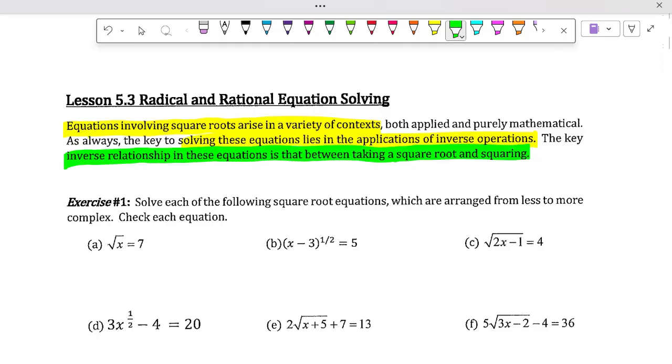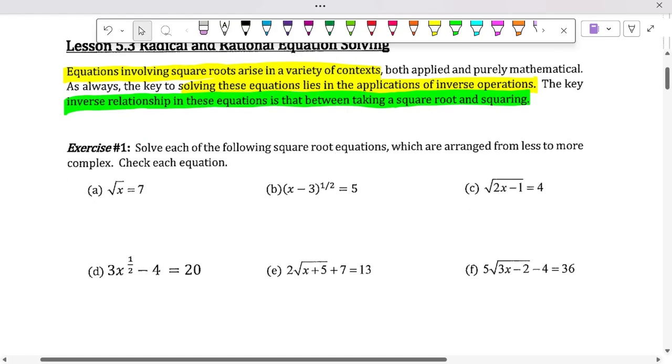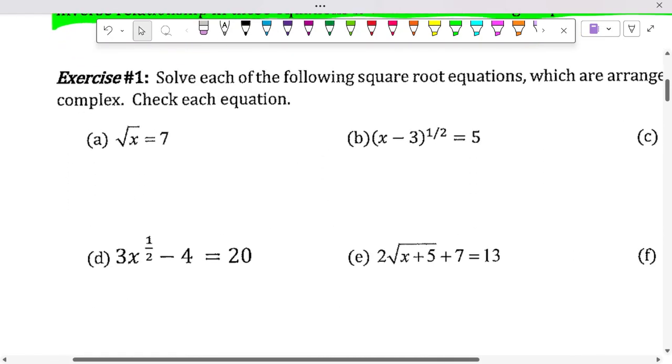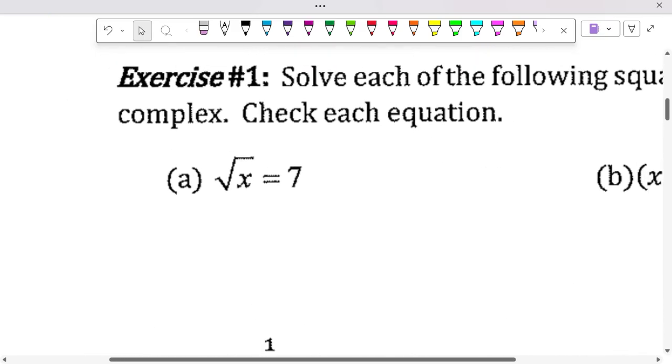All right. So like when we were solving quadratics, a lot of times one of our last steps was taking that square root. Well, now we're backwards. All right. So instead of taking the square root, we're going to be squaring. All right. So let's just look at some basic ones. So let's look at letter A. This is probably the most basic version.